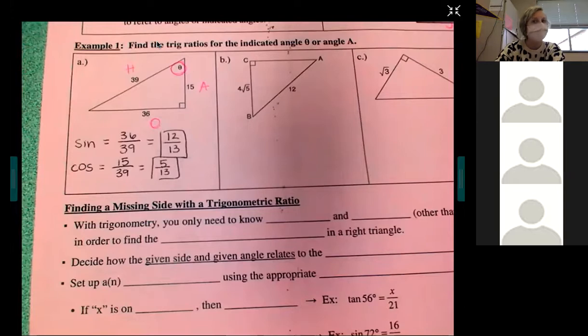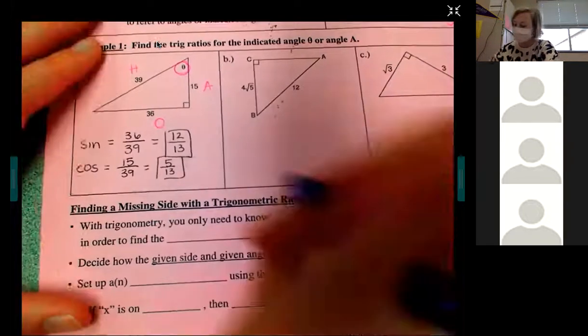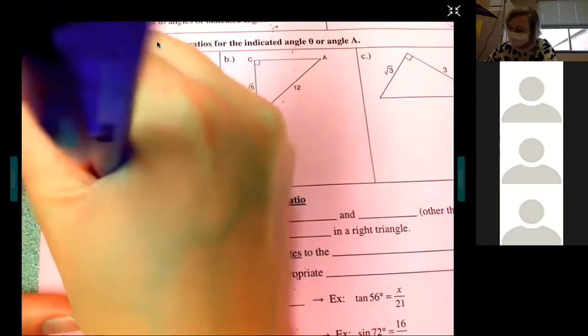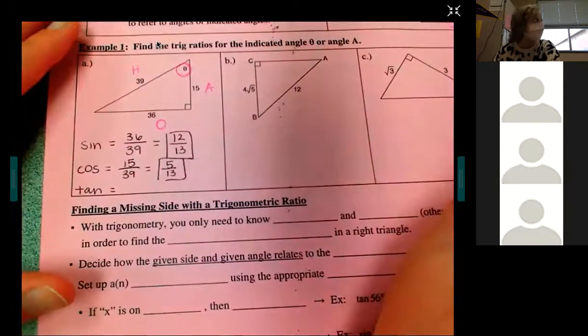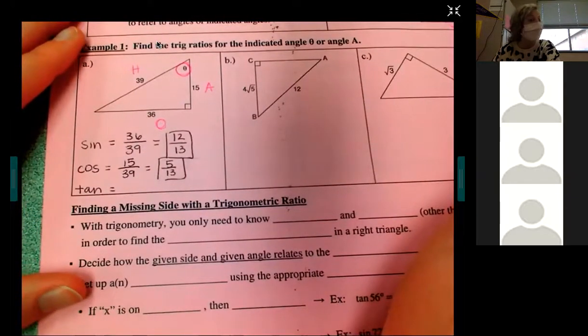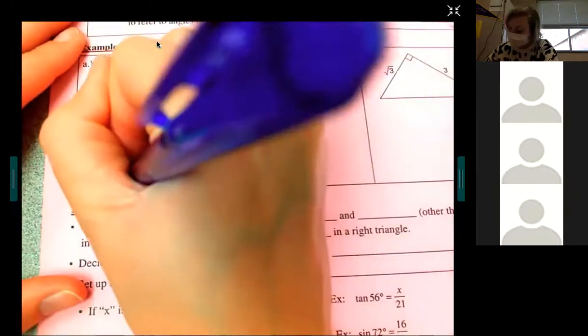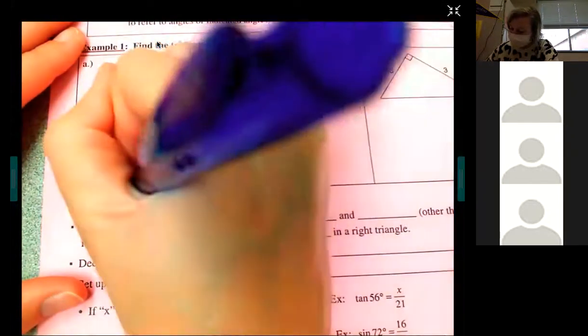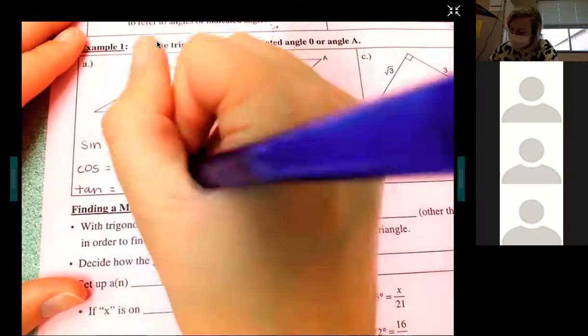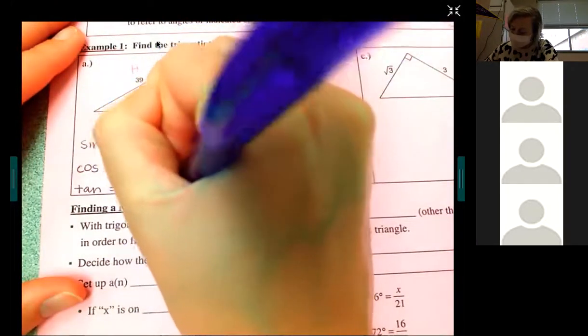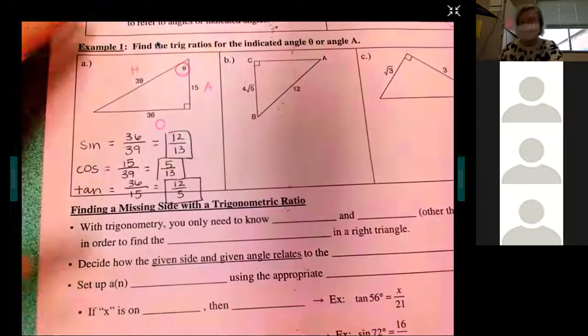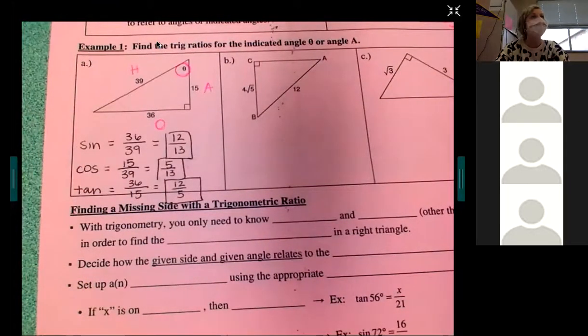And then what's my last ratio? Tangent. How do we find tangent? TOA. So what's the O? 36. What's the A? So 36 over 15 would be 9/5. No, 12/5, right? Is that hard? No, not at all.